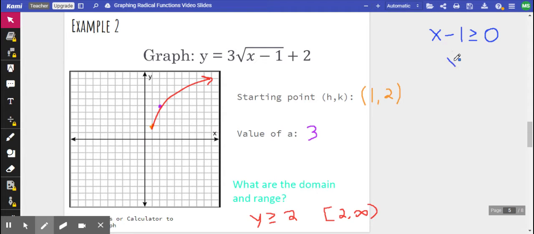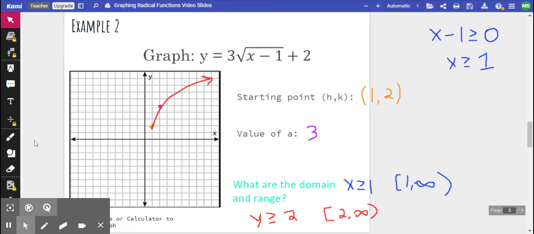So if we add 1 to both sides, we see that x has to be greater than or equal to 1, which we see in our graph is accurate. So we would write that as x is greater than or equal to 1, or from 1 to infinity if you wanted to write it in interval notation. And that wraps up example number 2 for graphing.